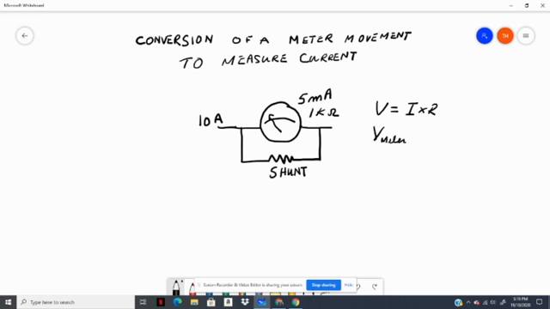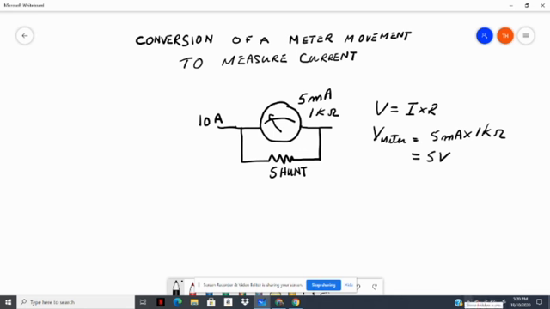we can find that the voltage across the meter will be equal to 5 milliamps times 1 kilo ohm, which is equal to 5 volts. So the voltage across the meter is 5 volts when there's 5 milliamps flowing through it. So we can now calculate the value of the shunt resistor, because we know that for full scale deflection, there will be a voltage of 5 volts across the meter, which means there will be 5 volts across the shunt.